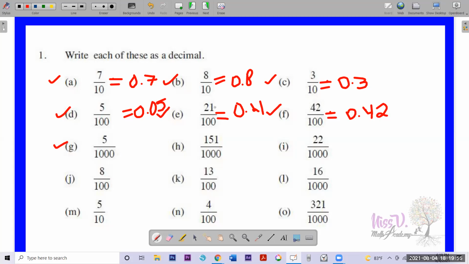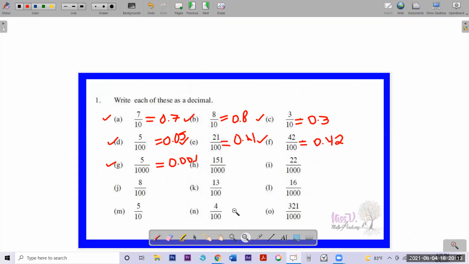G is what I would consider our challenge. Let me see what we have. Excellent job, guys. Excellent job. So we have 0.005.